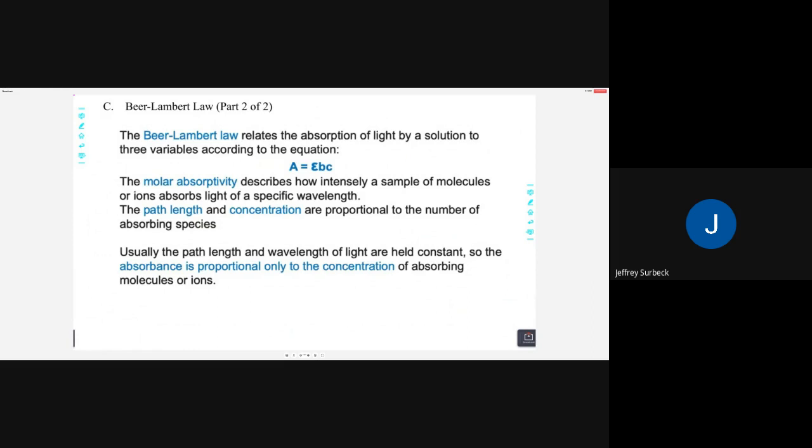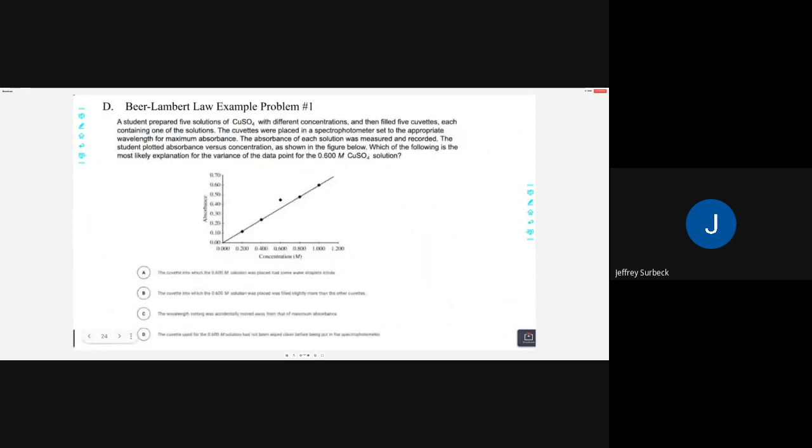Okay. All right, so here we go. A student prepared 5 solutions of copper sulfate. Hey, we did that. With different concentrations and then filled 5 cuvettes, each containing one of the solutions. Cuvettes were placed in the spectrometer. We used a colorimeter to set the appropriate wavelength for the maximum absorbance.